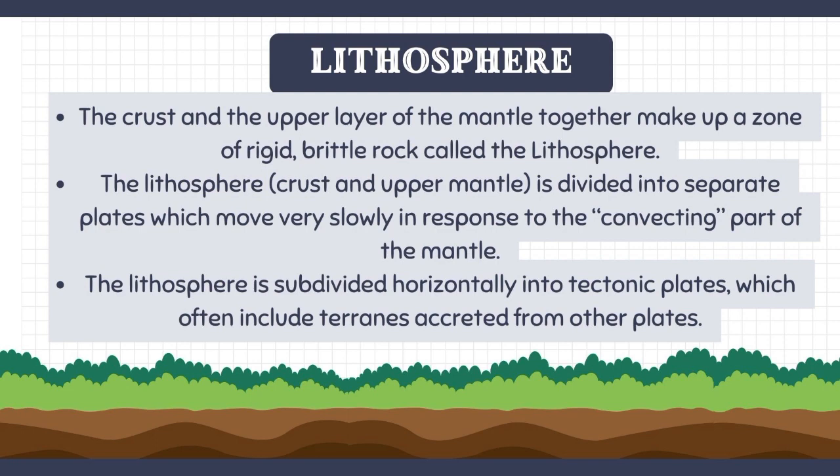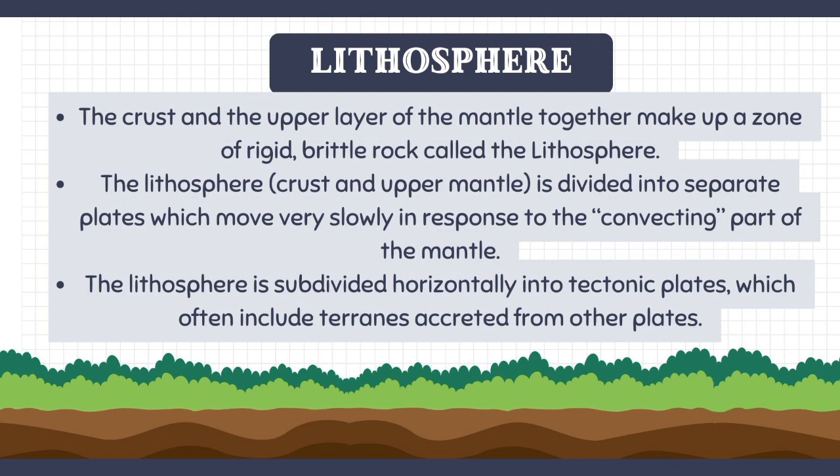The lithosphere is also subdivided horizontally into tectonic plates, which often include terrains accreted from other plates. And so, it is divided into tectonic plates, which are in turn broken up into smaller plates that make up the Earth's surface. And that wraps up the lithosphere.